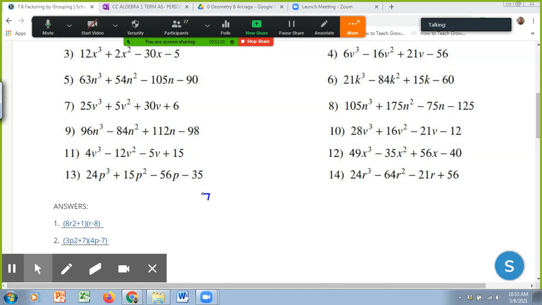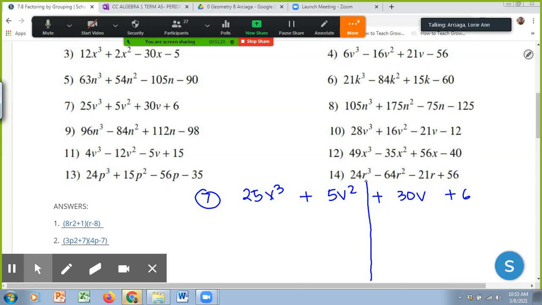7. Okay. So 25v^3 plus 5v^2 plus 30v plus 6. Okay, then we split them into groups, right? So now, what's the GCF here? 25 is 5 times 5. 5v^2 is 5 times 1. Yeah? So the GCF is 5.